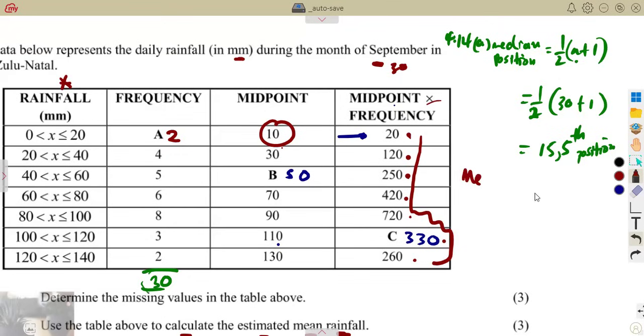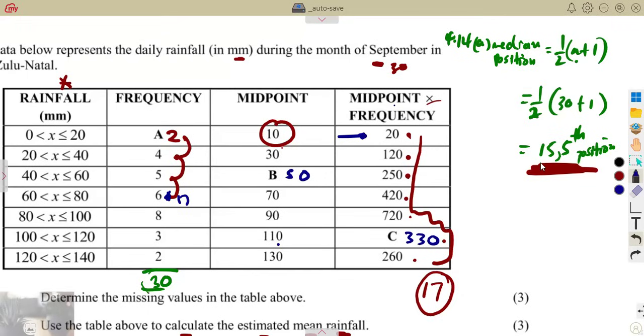The way we are going to get the median is from this position that we have. That is where we are now going to talk about the interval where the median is found. We have to count up to this position, 15.5. So we count until we get this number. Where does it lie? Let's add 2 plus 4, that is 6. 6 plus 5, that is 11. We are still less than 15. We are at 11 right now. 11 plus 6 is going to be 17. As we can see at this stage, when we add 2 plus this, you are now at 17.